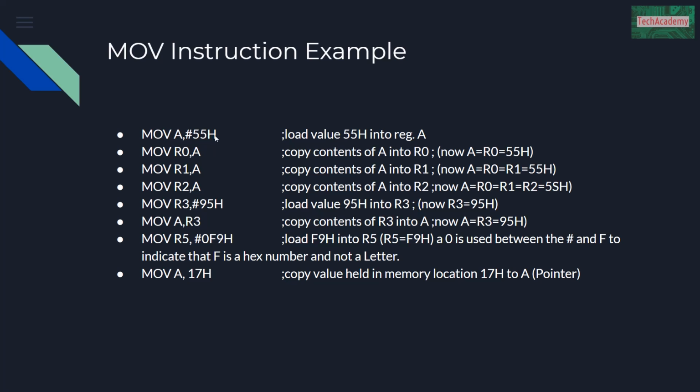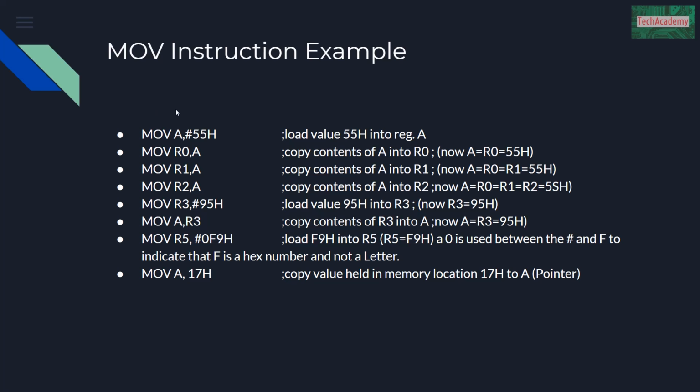So let's say I have to copy 00 into the accumulator. How will I write this instruction? I will write it as MOV A comma hash 00H, or we can directly write 0, because 0 in binary or hex is the same. So MOV A comma hash 00H. When we execute that instruction, the accumulator will have the value 00.